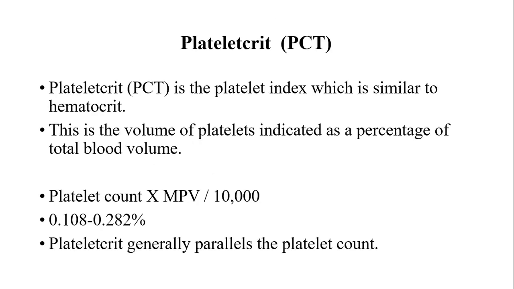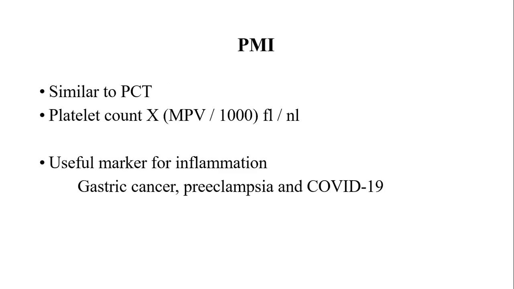The next index is plateletcrit, which is the platelet index similar to hematocrit. This indicates the volume of platelets as a percentage of total blood volume. This is calculated as platelet count times mean platelet volume divided by 10,000, which gives a value between 0.108 to 0.282%. Plateletcrit generally parallels the platelet count. There's another index termed platelet mass index or PMI, which is similar to plateletcrit. This is calculated by dividing the platelet count times MPV by 1000 instead of 10,000 as I said earlier. And this platelet mass index is used as a marker for inflammation in studies of patients with gastric cancer, preeclampsia, and COVID-19.